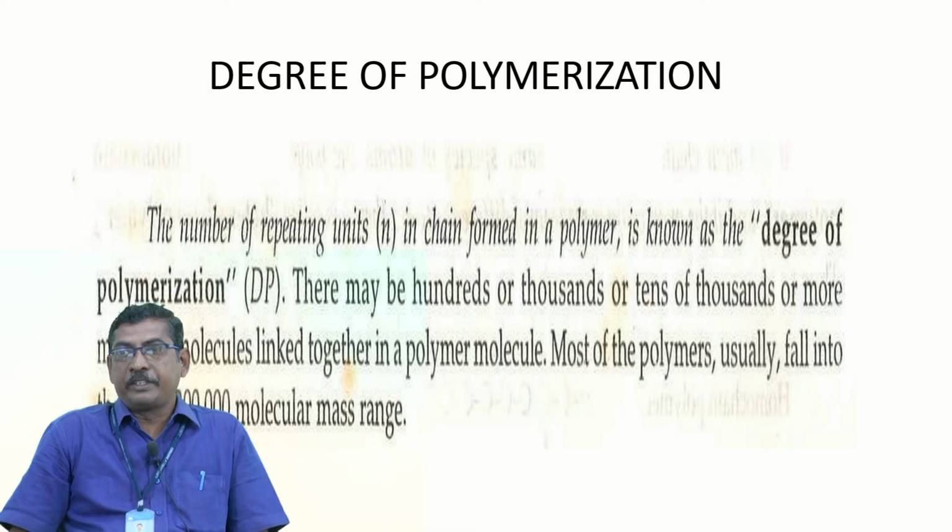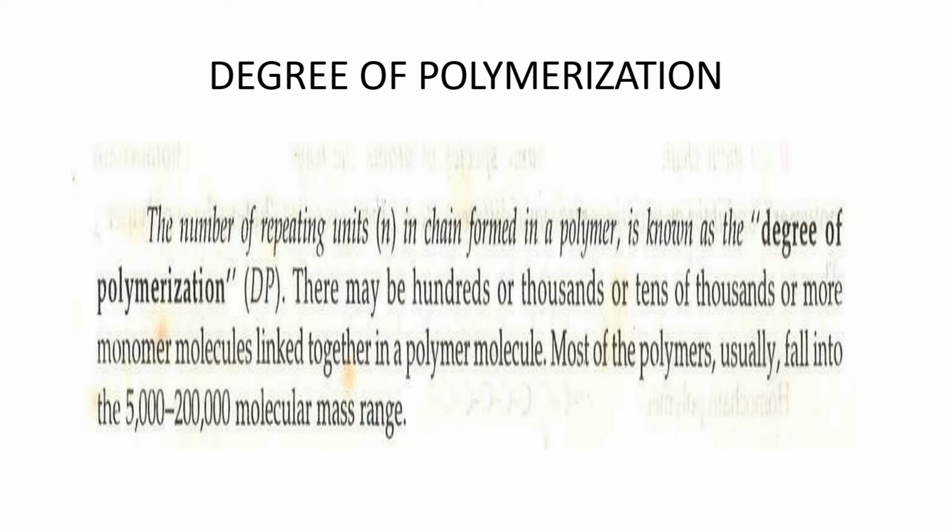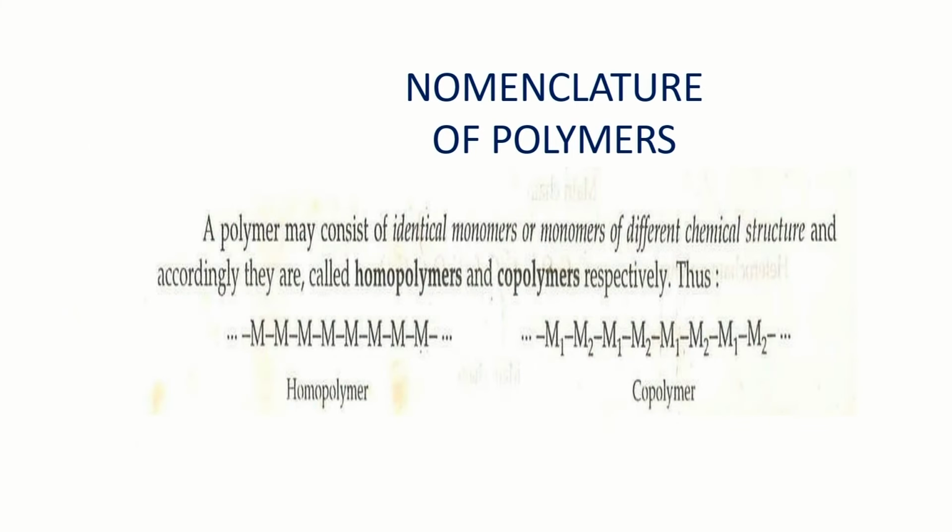So, next one is degree of polymerization. The degree of polymerization is defined as the number of repeating units present in the polymer. So, what is the value of N? The N may be 100 or 1000 or tens of thousands of molecules. Normally, polymers have a molecular mass range of 5000 to 2 lakhs. The number of repeating units, the value of N present in the polymer, is called degree of polymerization. Next one is the nomenclature of polymer.